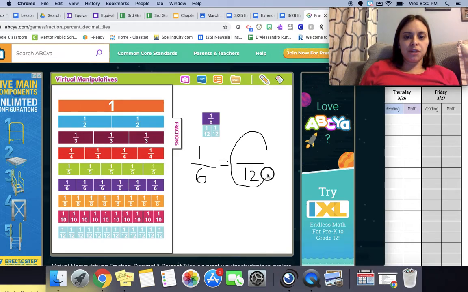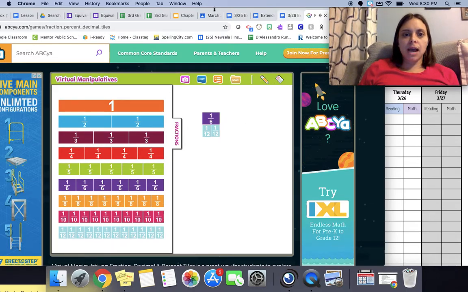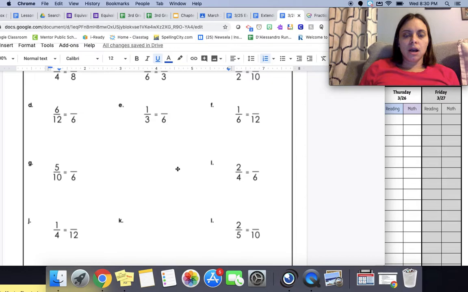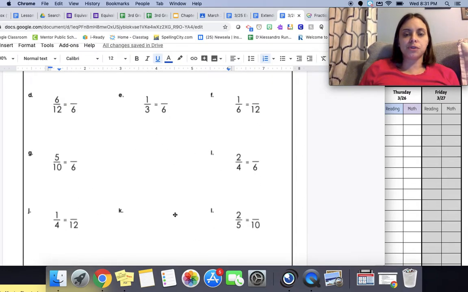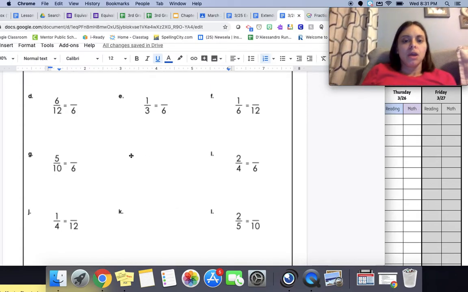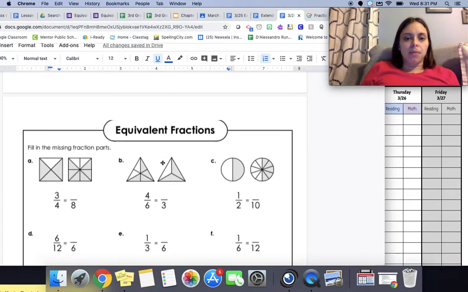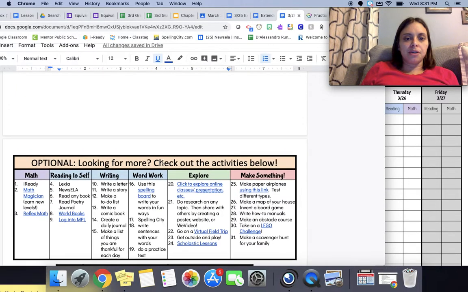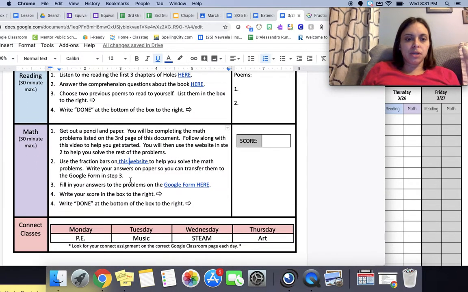And whenever you figure it out, whatever you put up here in the numerator, this whole fraction is what you're going to write as your answer, and that's what you're going to put into your Google form. Okay, so now let's take a look here. You're going to finish all of these problems on your own. You can go ahead and use those virtual manipulatives, those fraction bars to help you. Once you have solved the problems and you've written out your answers on your paper, you are going to go here to this Google form, okay?